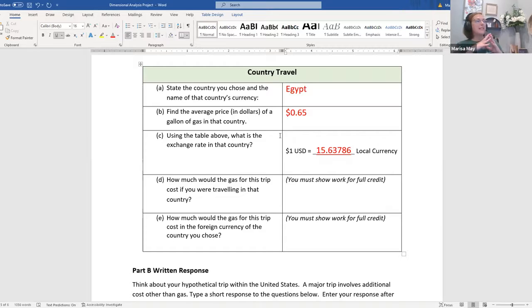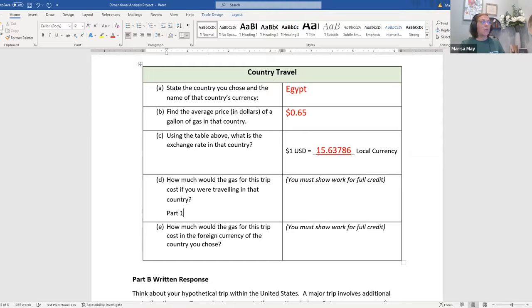So part D says, how much would the gas for this trip cost if you were traveling in that country? So in my case, in Egypt. So you'll have to go back to question 1, part F, to get the gallons that you calculated. Now for me, I calculated 21 gallons.